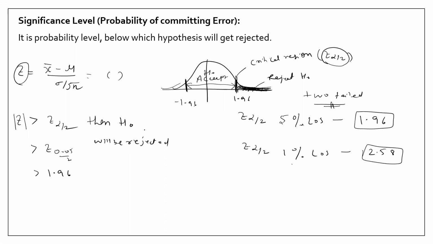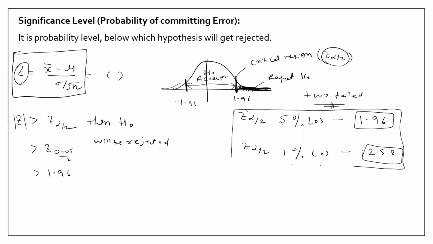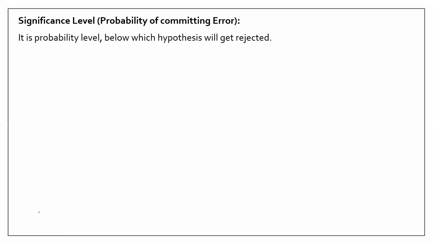So we need only two things to test the hypothesis. One is our standard normal variate z, and you should have the value of the critical region. Z alpha by 2 for 5% is 1.96. Z alpha by 2 for 1% is 2.58. Just straightforward values. We have seen that earlier.